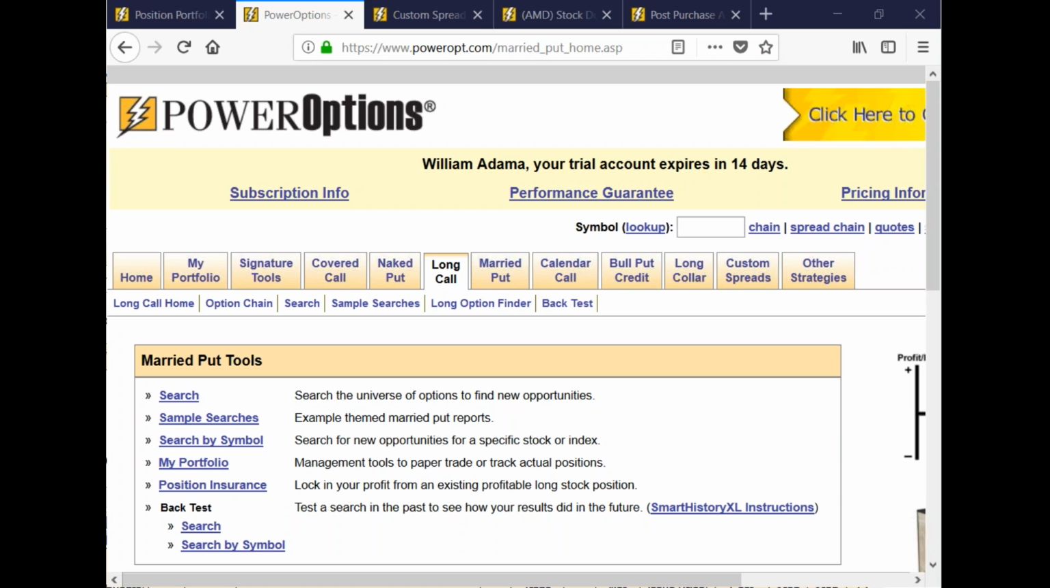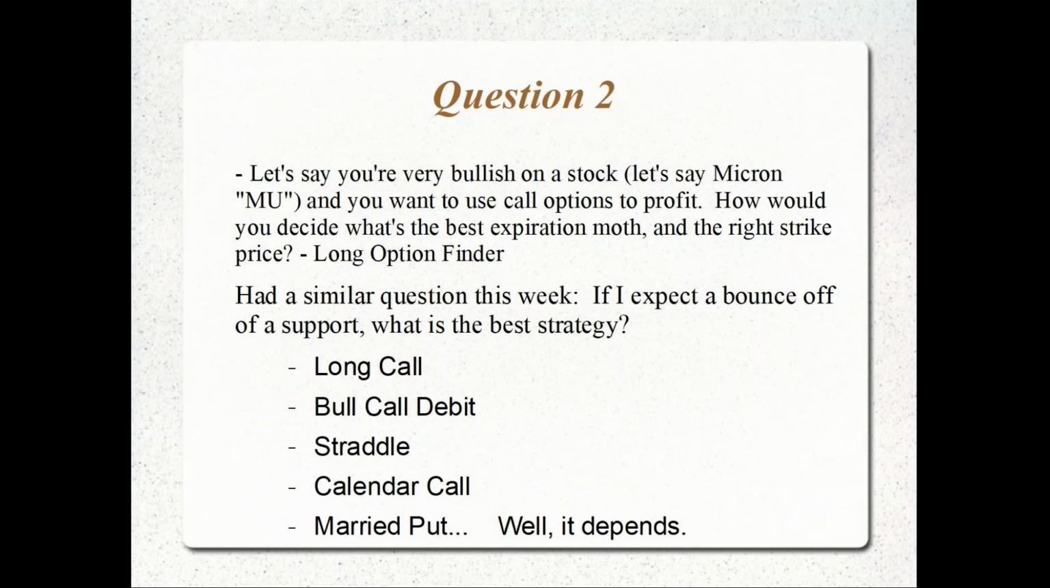Now, let's follow up real quick with his follow-up question. The follow-up question was, let's say you're very bullish on a stock, Micron, and you want to use call options to profit. How would you decide the best expiration month and the right strike price? Well, I'm going to use a tool already created on PowerOptions called the Long Option Finder.